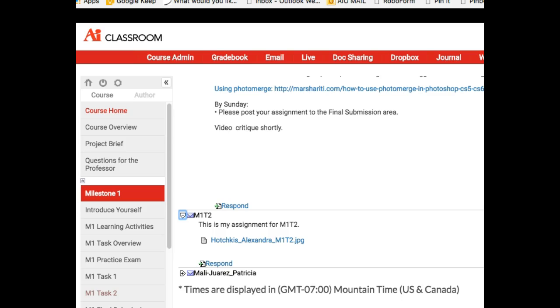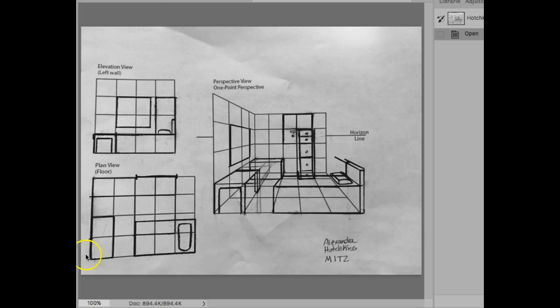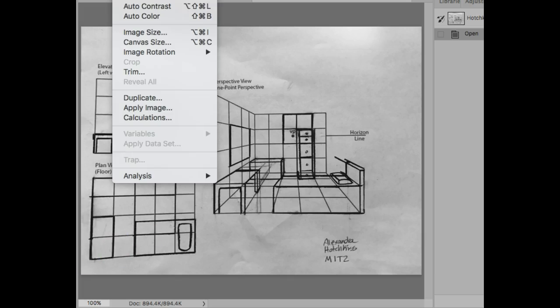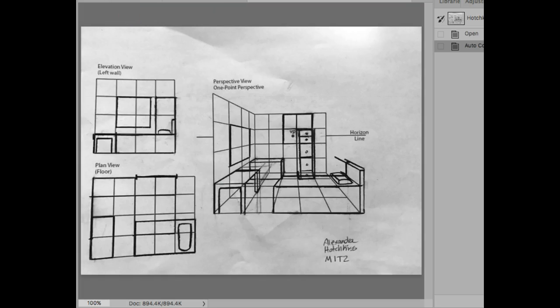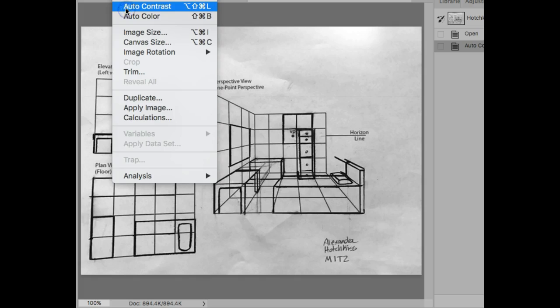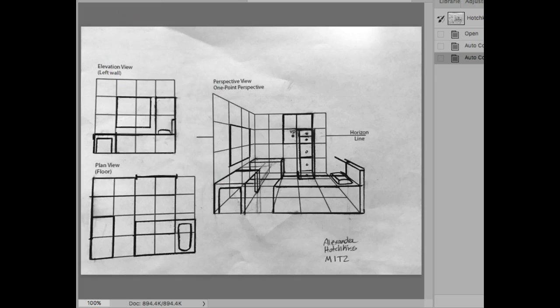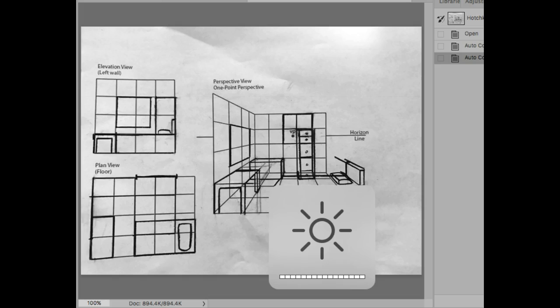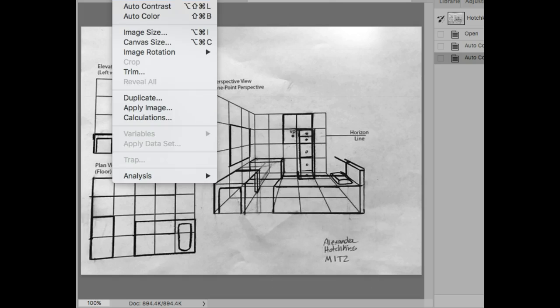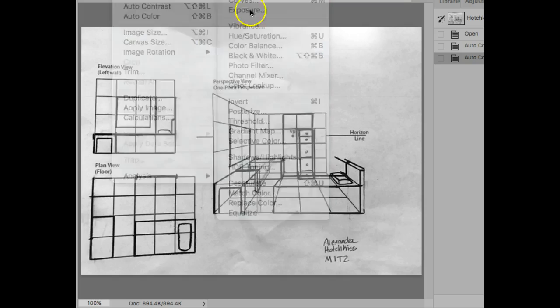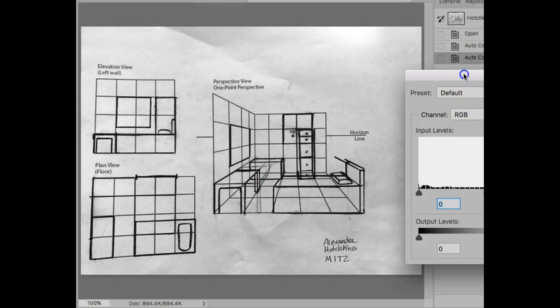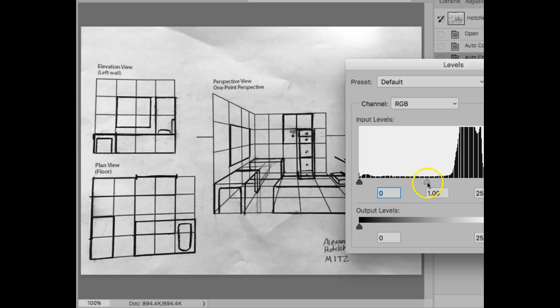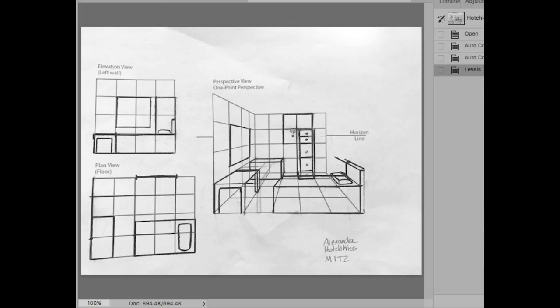Okay, Alexandra. Okay, so in yours, the first thing I would do here is just go up to Image and try doing either one of these three. Let's try an auto color. That's lightening it a bit. Let's try auto contrast. So you might want to try doing levels here as well to see if you can just kind of lighten the paper a little bit. Just something like that, just to kind of get it just a little lighter. That would probably do it.